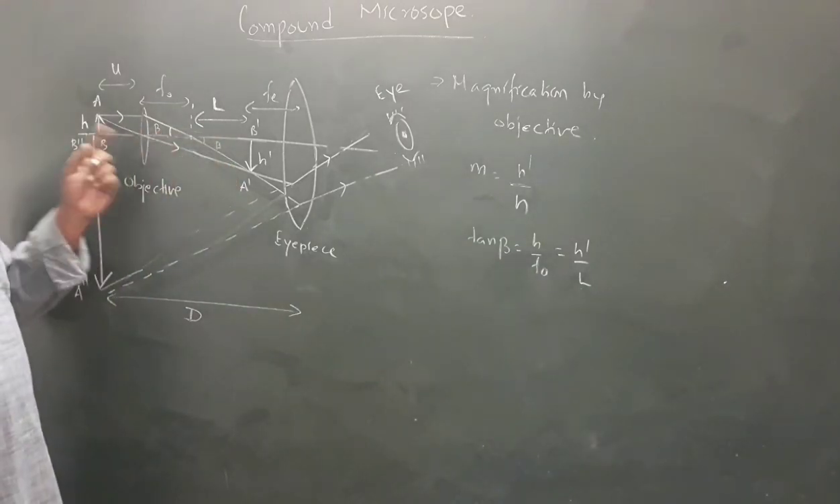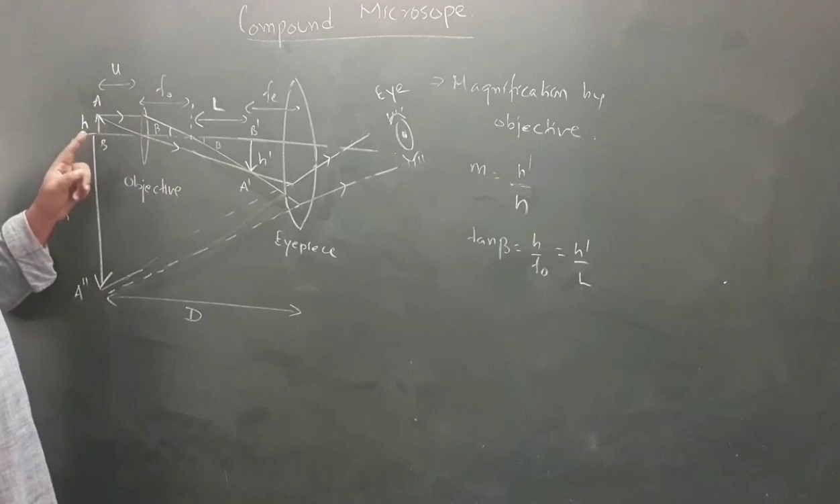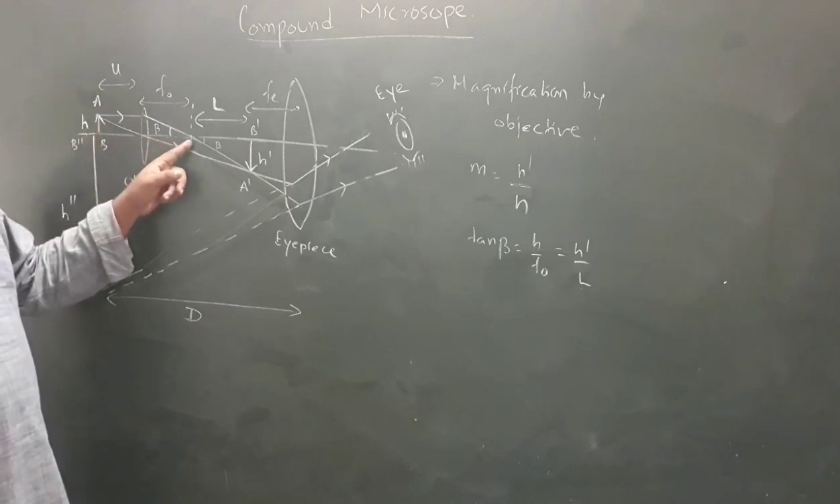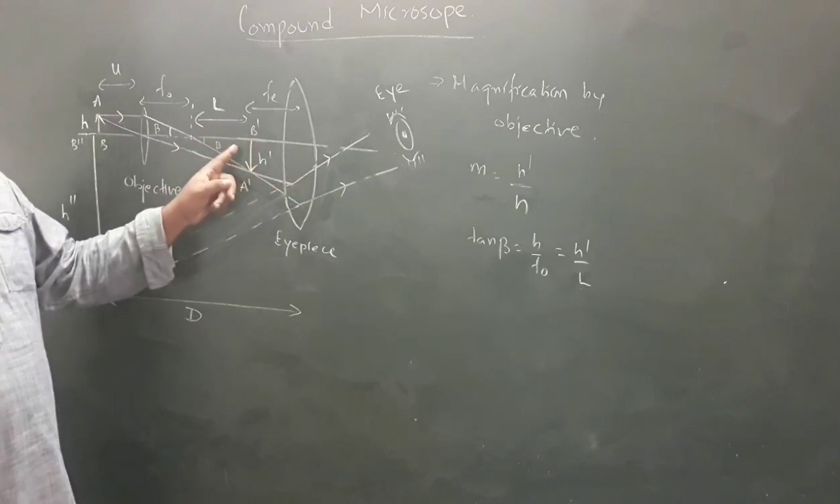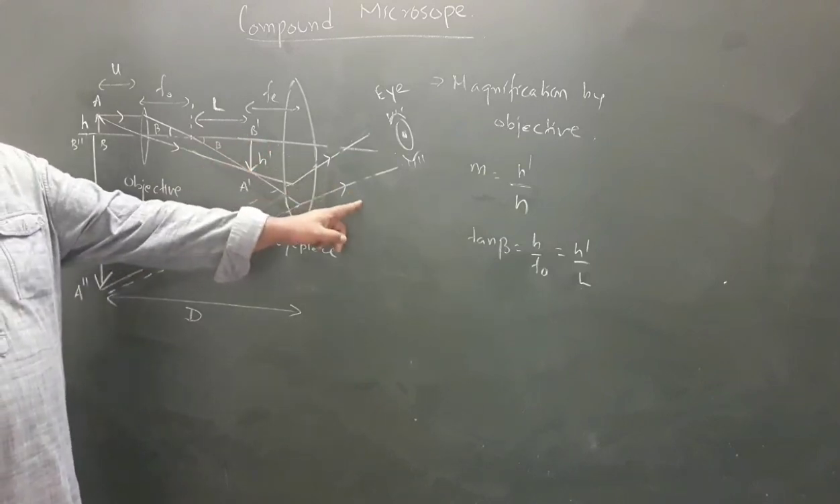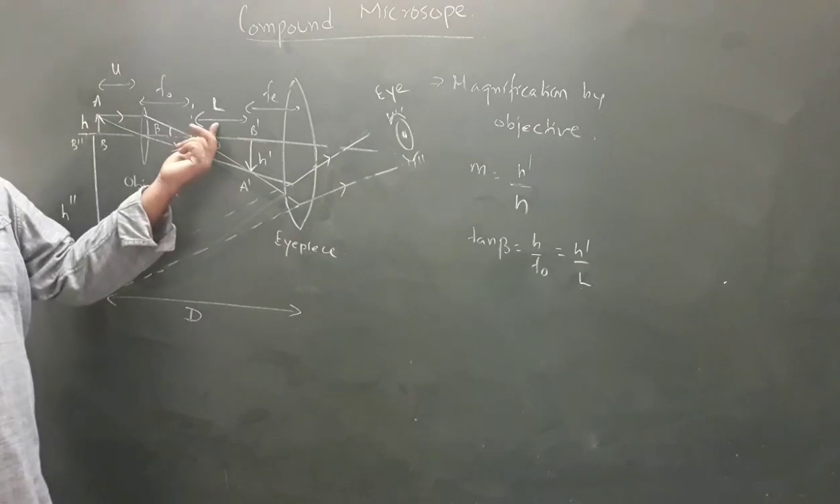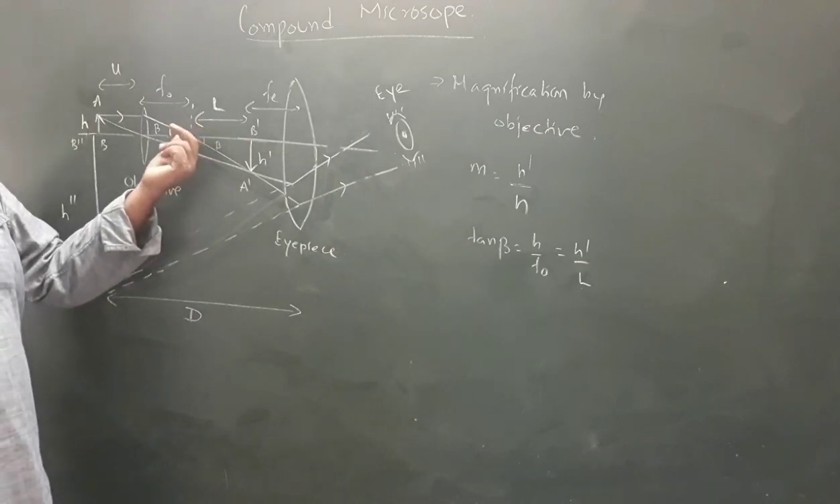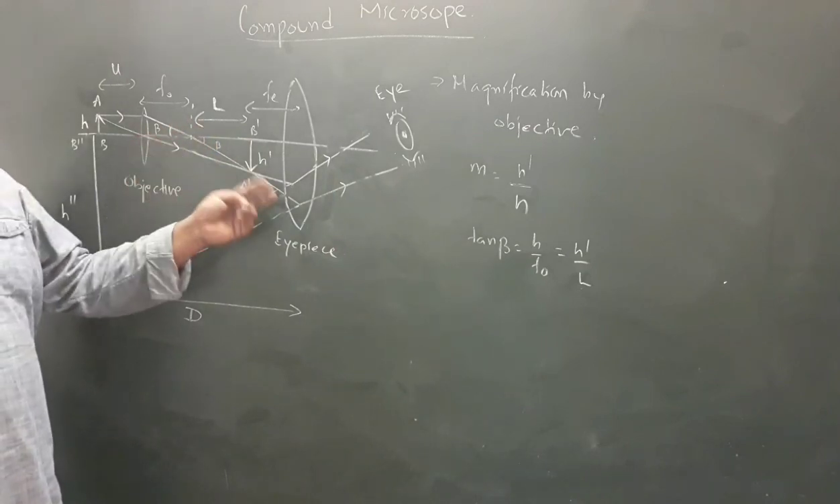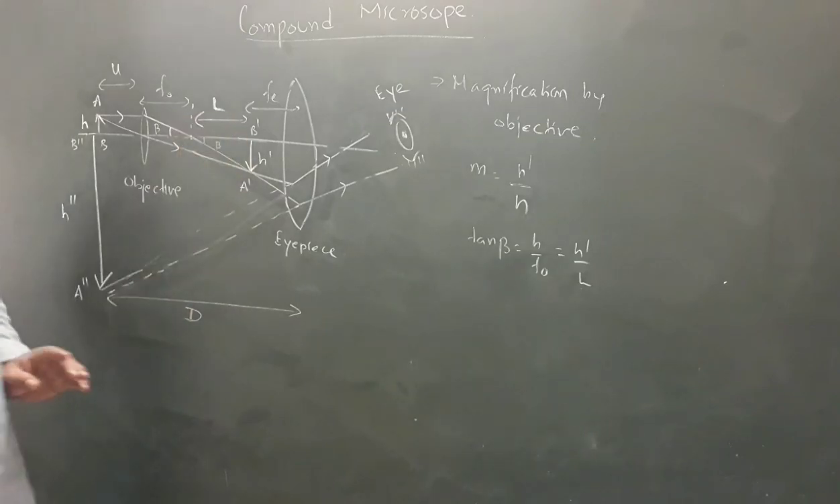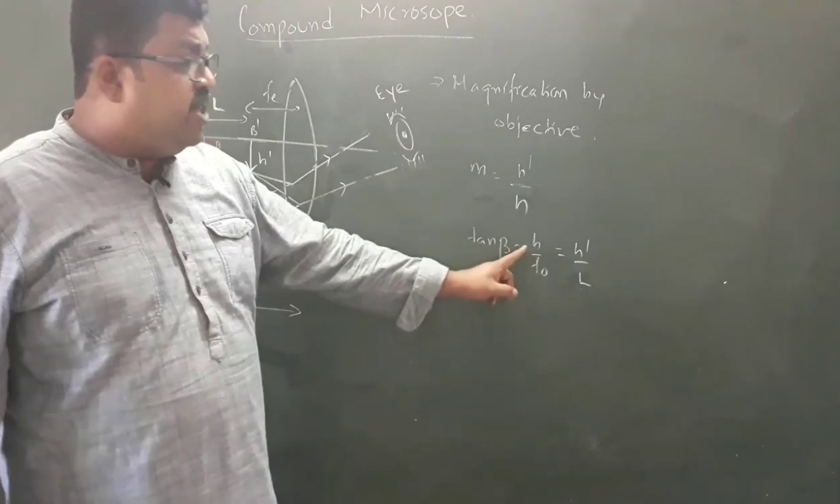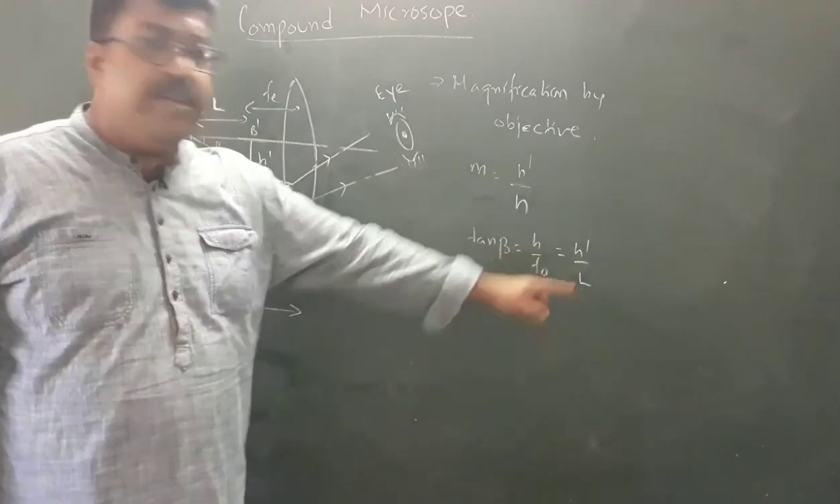For this objective, this is the first focus and this is the second focus. For the eyepiece, this is the first focus and this side you will have the second focus. So this L is the distance between the second focus of the objective and the first principal focus of the eyepiece. So this distance is L. Okay, so tan beta is equal to h by f naught, and that is equal to h dash by L.